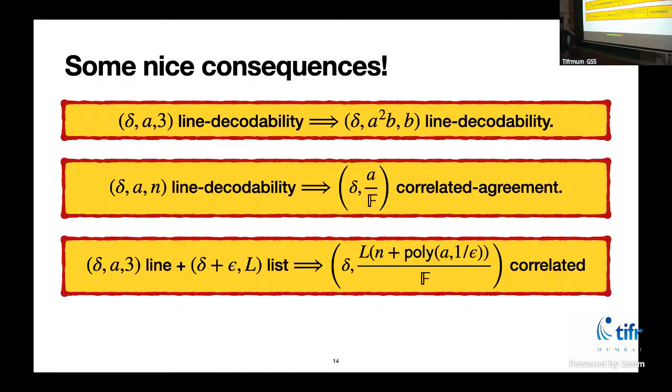So these are the things. The lesson here is just prove line decoding. Forget about correlated agreement, all that. The thing to focus on is line decoding.